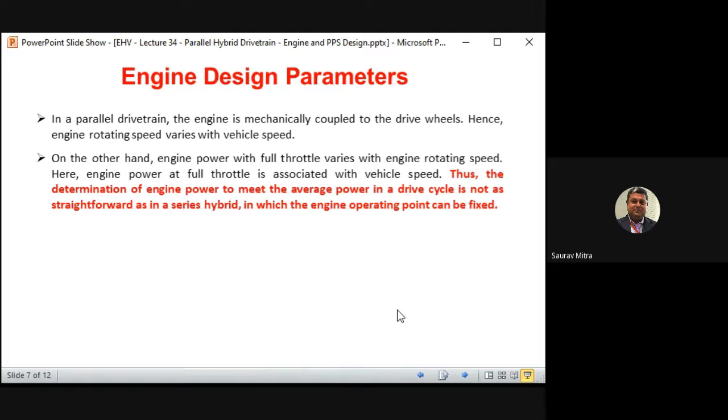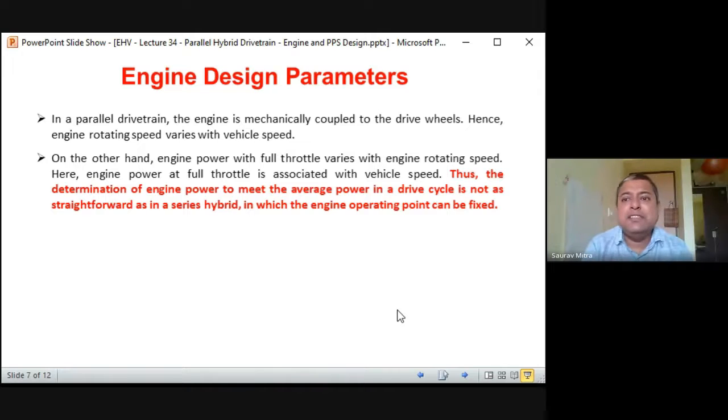So thus the determination of engine power to meet the average power in a drive cycle is not as straightforward as the series hybrid. Because when the vehicle is asking for maximum power, the engine is running with maximum output power. But that maximum output power is not the maximum efficiency of the engine. These two things are different, you have to understand. Whenever the engine is producing maximum output power, or the vehicle is being supplied with maximum power, that point is not the maximum efficiency of the engine.